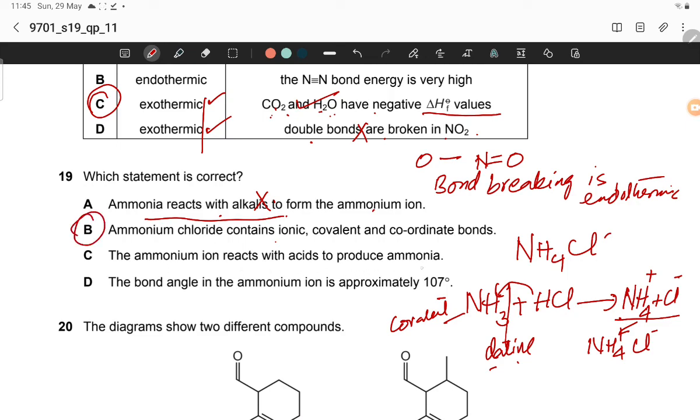Reacts with acids to produce ammonia. The bond angle in ammonium is 107, not 104.5. So this is also incorrect.